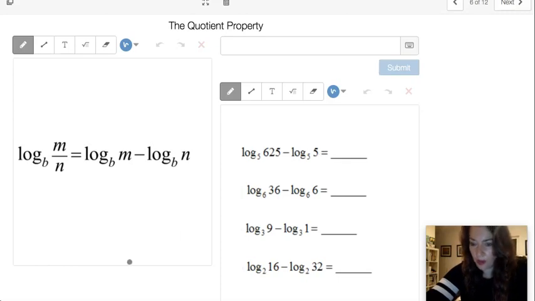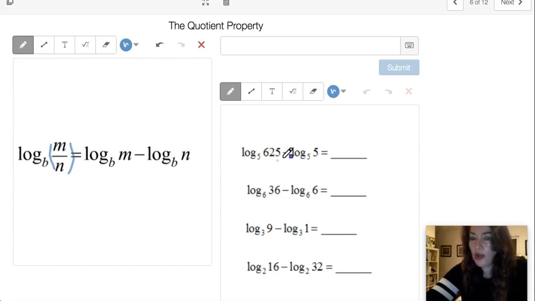Using the quotient property, we have log base b of some fraction, m over n in this case. We can actually separate a fraction by subtraction. So if you take a look at your numerator, the numerator is m, the denominator is n. We can write it as log base b of m minus log base b of n.